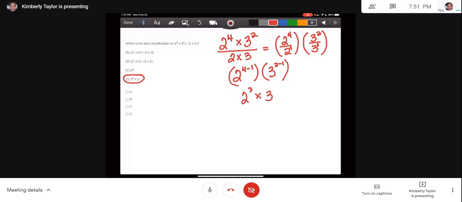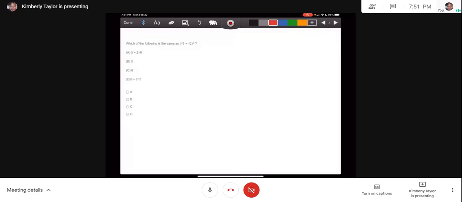Okay. Next question. It says, which of the following is the same as the square root of 3 plus the square root of 2, and then all of that is squared? Now, let me tell y'all a little trick. If you're able to use a calculator, I would use a calculator for this. And I would figure out what this equals as a decimal, and then I would do that for each one of them, okay?